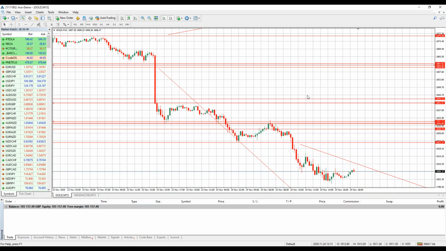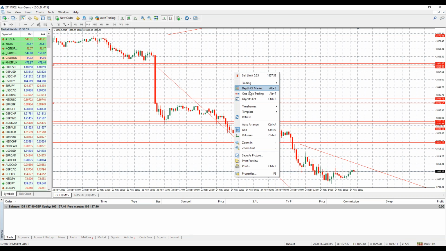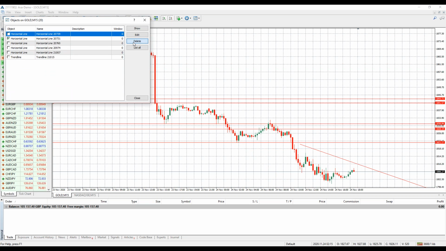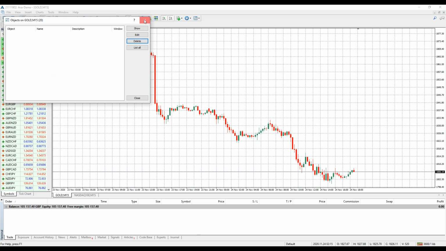Okay, for that matter, couldn't we put a buy stop? Let me get rid of all these lines I drew. An easy way to do that, go to the objects list and just delete all of them. Okay, now I cleaned up the chart.